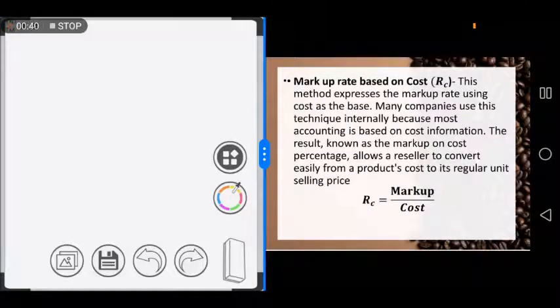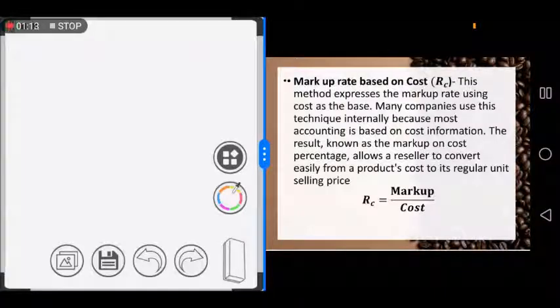Okay. So, let us have the first type. Markup rate based on cost. This method expresses the markup rate using cost as the base. Now, many companies use this technique internally because most accounting is based on cost information. The result, known as the markup on cost percentage, or simply we call it the markup, allows a reseller to convert easily from a product's cost to its regular unit selling price.